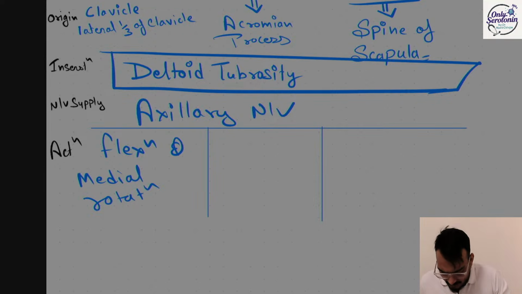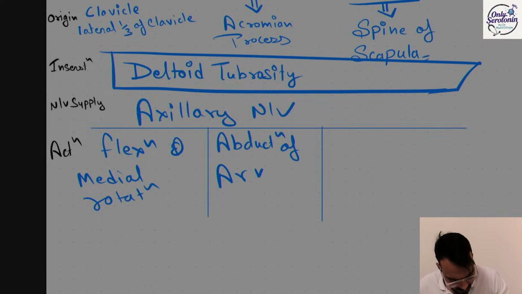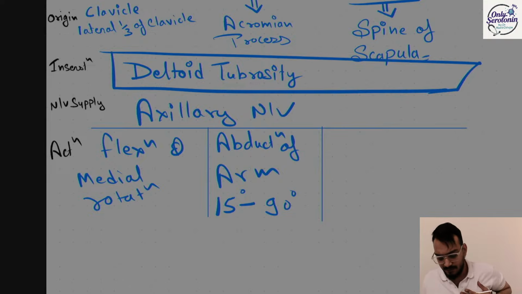In the lateral fibers, we are having abduction of arm. Usually, it will be from 15 to 90 degree.